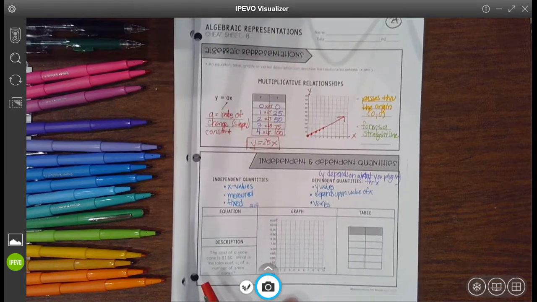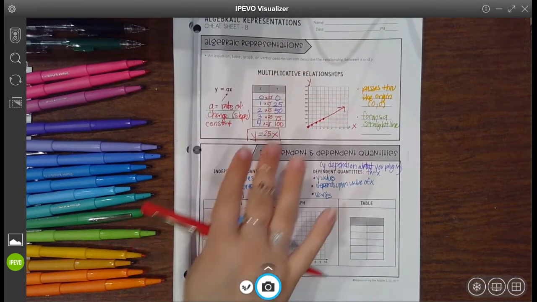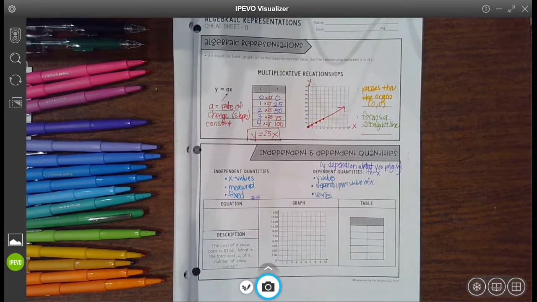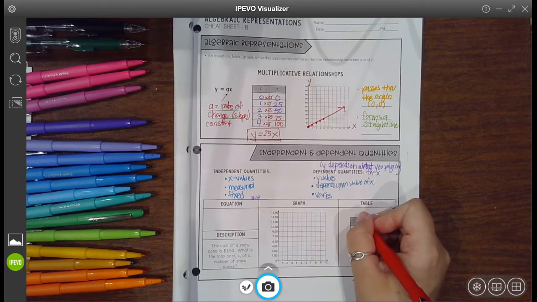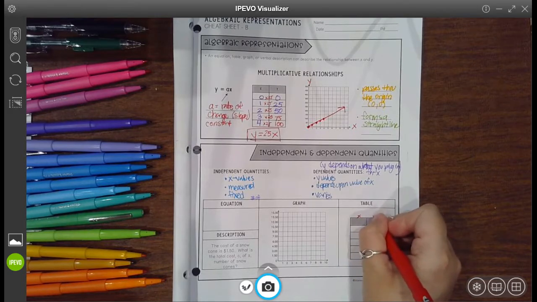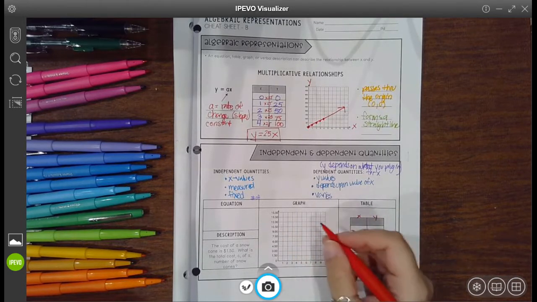Okay, so let's say they didn't just already give it to me. This time, they made it a little bit tougher. They gave me a word problem. Now I have to come up with the equation, the table, and the graph. So I need to determine what's the independent, the x, and what's the y. And that will let me know what to graph where.